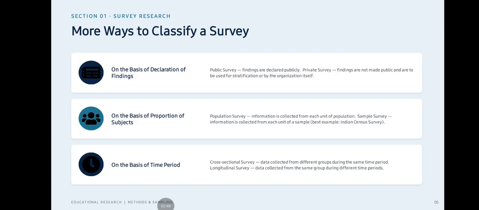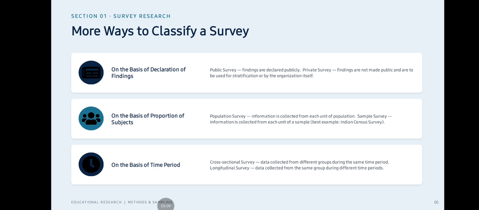More ways to classify a survey: on the basis of declaration of findings. Public survey: findings are declared publicly. Private survey: findings are not made public and are to be used by the organization itself.